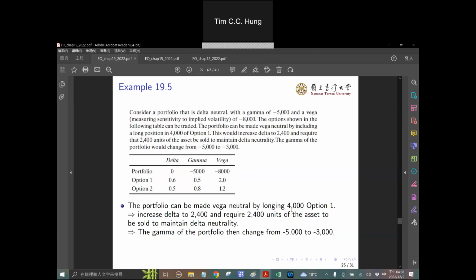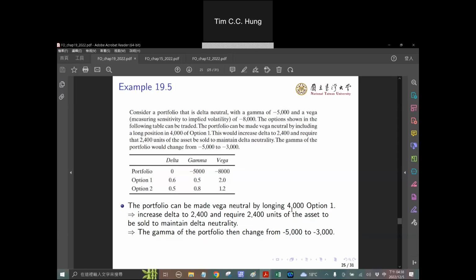So the gamma, what is the value of the gamma in that situation? Well, positive 2,000 net minus 5,000. At the end, the portfolio will have a change of gamma from negative 5,000 to negative 3,000. So we're still afraid of some large change in the underlying stock price because we're still gamma negative. We still haven't reached a situation where gamma is neutral.